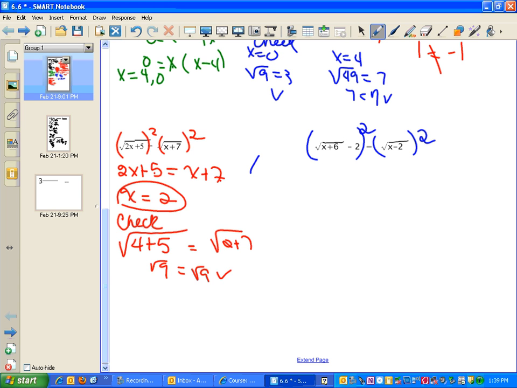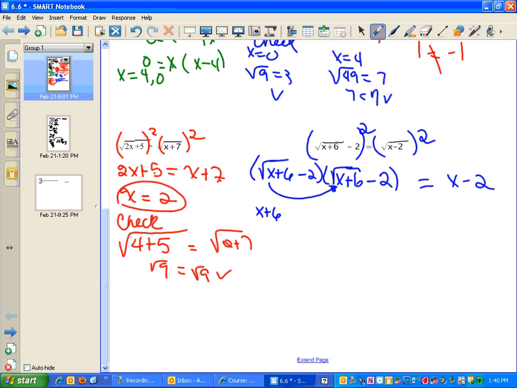So this one says square root of x plus 6 minus 2 times what? Square root of x plus 6 minus 2. Because aren't we repeating what's on the left side twice? But on the right side, it becomes a pretty value of x minus 2. So we have to FOIL. What's square root of x plus 6 times square root of x plus 6? That becomes nice.